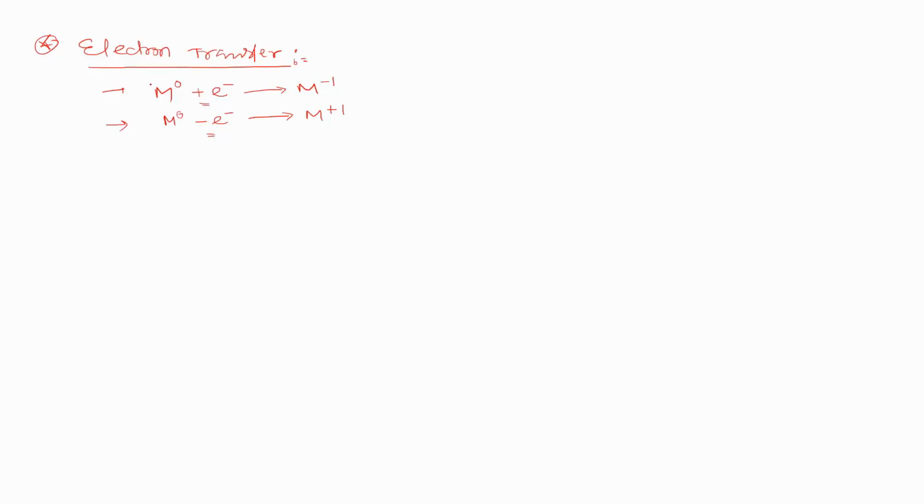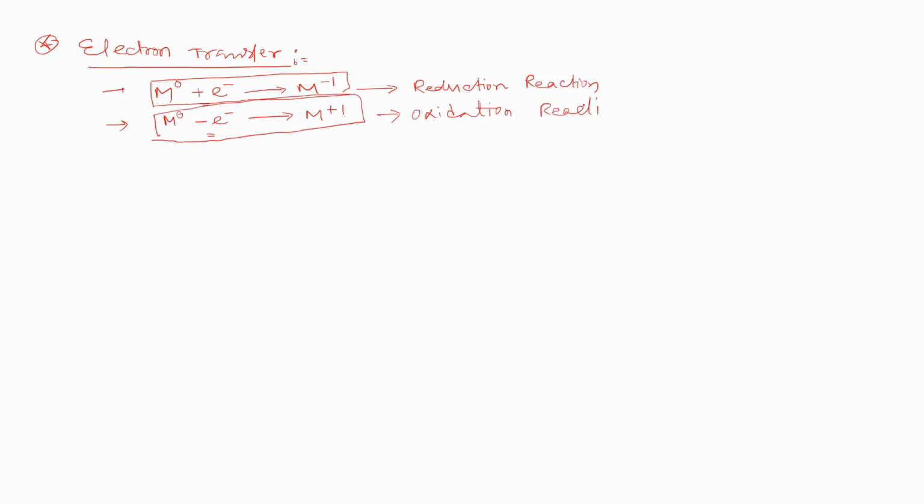In a chemical reaction, when we see there is gaining of electron, then we can say it is a reduction reaction. So it is one type of the reduction reaction. The opposite reaction, that means the losing of electron, will be the oxidation reaction.